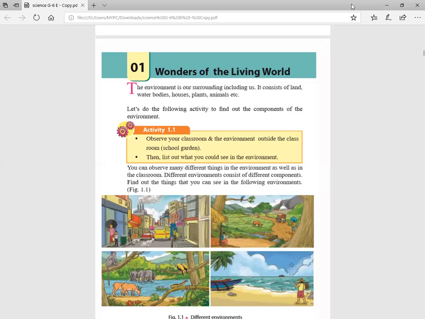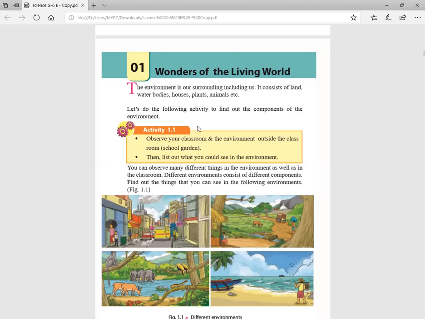Today I am going to discuss the wonders of the living world. What is called environment? The environment is our surrounding, including us. It consists of land, water bodies, houses, plants and animals. They are our environment. Let's do the following activity to find out the components of the environment.